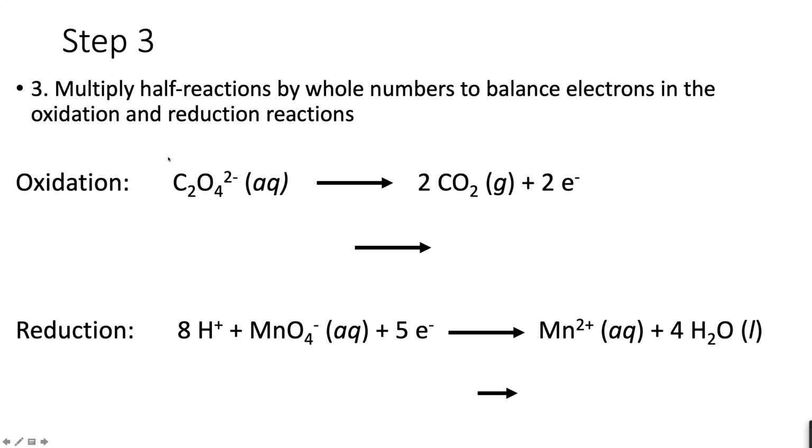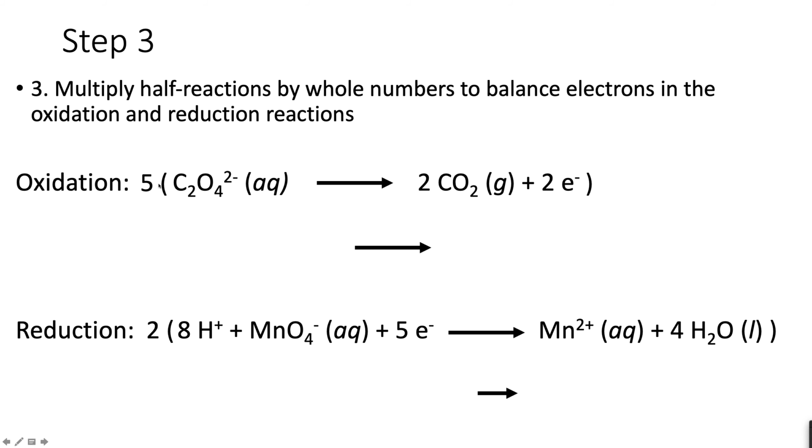Step 3 says we must multiply half reactions by whole numbers to balance electrons in the oxidation and reduction reactions. Our oxidation portion has 2 electrons, and our reduction portion has 5 electrons. To balance these, we must have them equal to each other. To do that, we must multiply our oxidation portion by 5 and our reduction portion by 2, because 5 times 2 is 10 and 2 times 5 is 10. So that would give us 10 electrons.